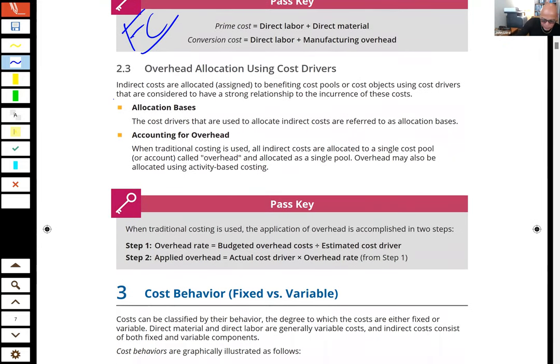You come over and we have accounting for overhead. Now, in a traditional costing system, which we're going to look at here, we will have a single cost pool and we will apply, they say allocate, but we'll really apply those costs to our work in process using a single cost driver. Often direct labor hours is one that gets used quite a bit. Now, in a little while, we'll say, well, you could use activity-based costing. And with activity-based costing, we have multiple pools.